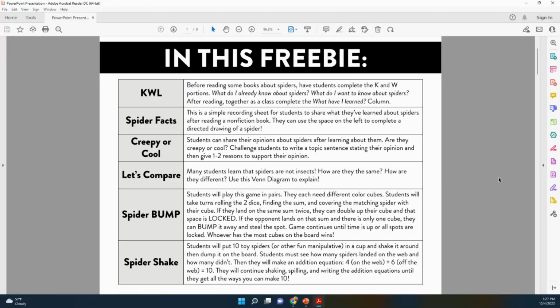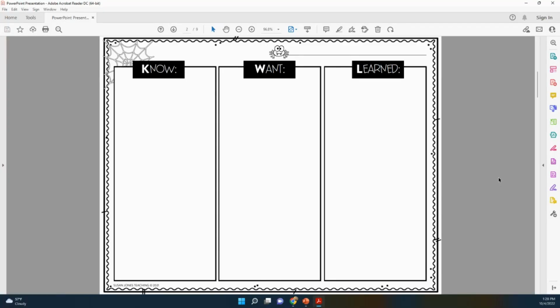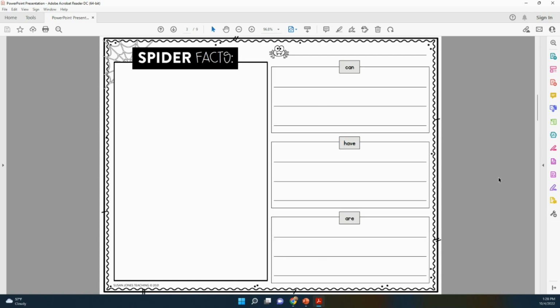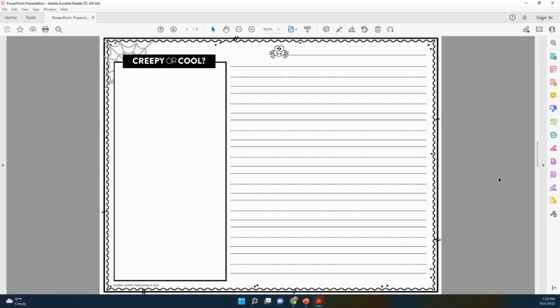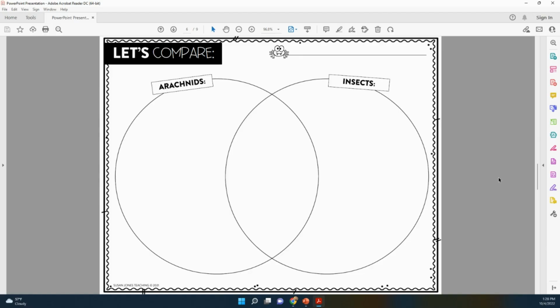Now, activity 9 is a much newer freebie. It is one I shared last year, and it's actually a series of freebies that you can use when teaching about spiders. Here's what it looks like. There's a quick outline here that tells you some of the stuff that's included in this freebie, like a KWL chart, a recording sheet to share about spider facts that you've learned, an opinion writing sheet where students can share if they think spiders are creepy or cool. They can go ahead and compare arachnids and insects.